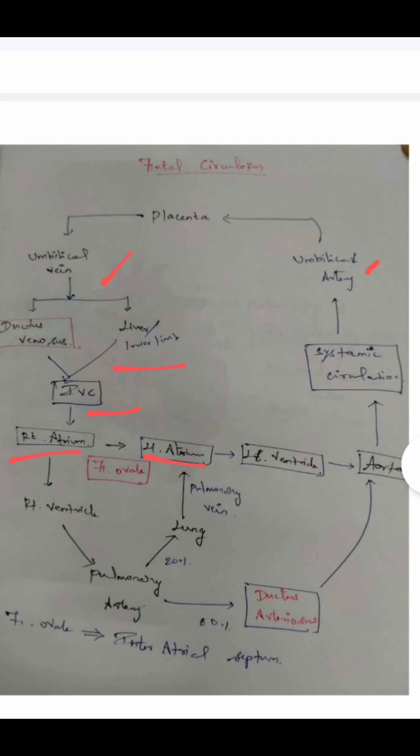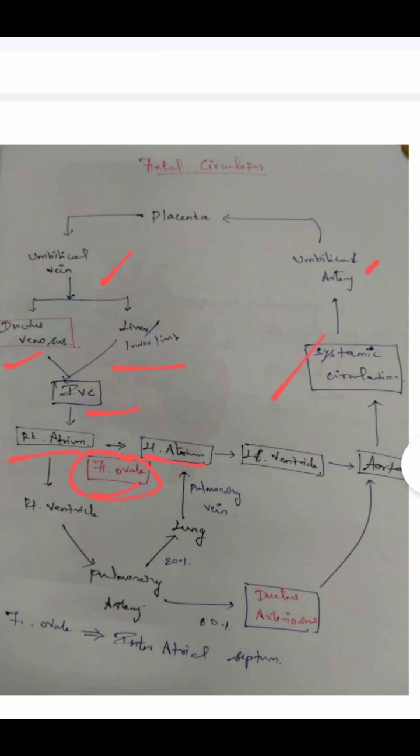That means there is an interatrial septum, an interatrial connection between the two atria, through the foramen ovale. We have to know about the foramen ovale. We already saw the ductus venosus and also the foramen ovale here. Blood bypasses through the ductus venosus and it bypasses through the foramen ovale. From the left atrium, the blood enters the left ventricle. From the left ventricle to the aorta, and the blood enters the systemic circulation.